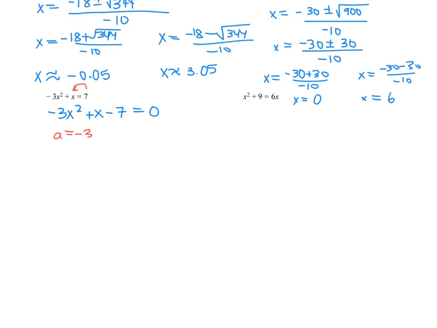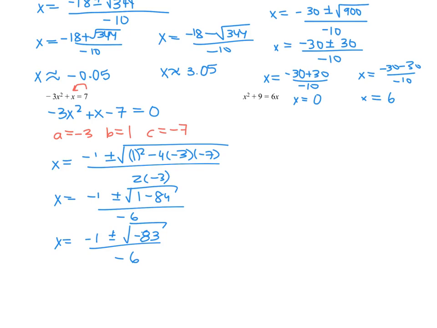A is negative 3. B, if you don't see a coefficient there, is just 1, so positive 1. And C is negative 7. Now, I want you to go ahead and put this into your quadratic formula. So pause the video. You might encounter a problem. If you encounter a problem under your square root, come back to the video so that you can see why you encounter this problem.